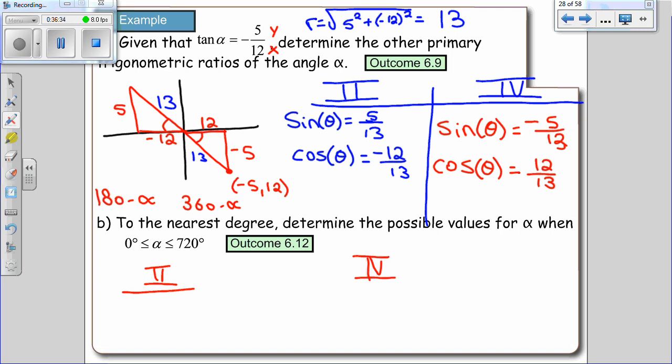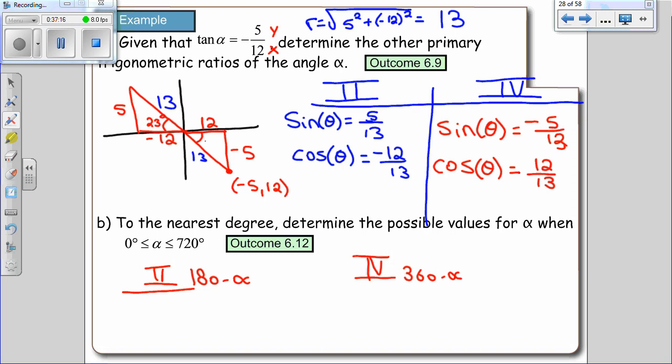To figure out what alpha is, let's do quadrant 2. Which ratio would I use to calculate the reference angle? I would use sine because of the CAST rule. S is quadrant 2. If I do second sine of 5 divided by 13, I can figure out that alpha equals 22 point something, nearer to 23. And it's 23 degrees for both triangles. They're the same reference angle, because it is the same triangle, just in a different spot.